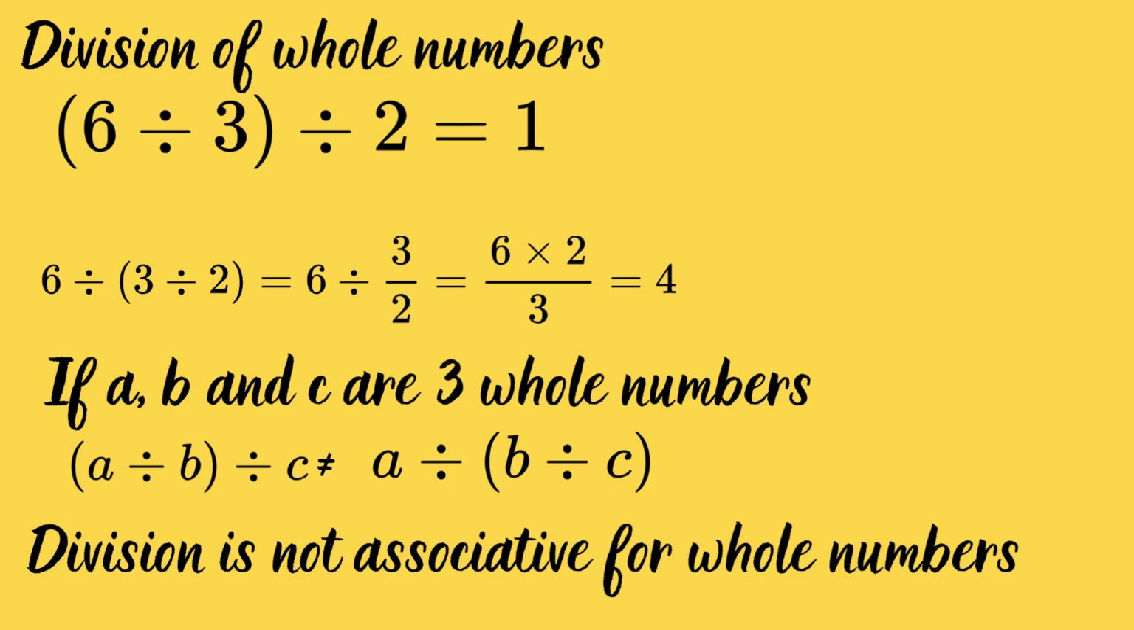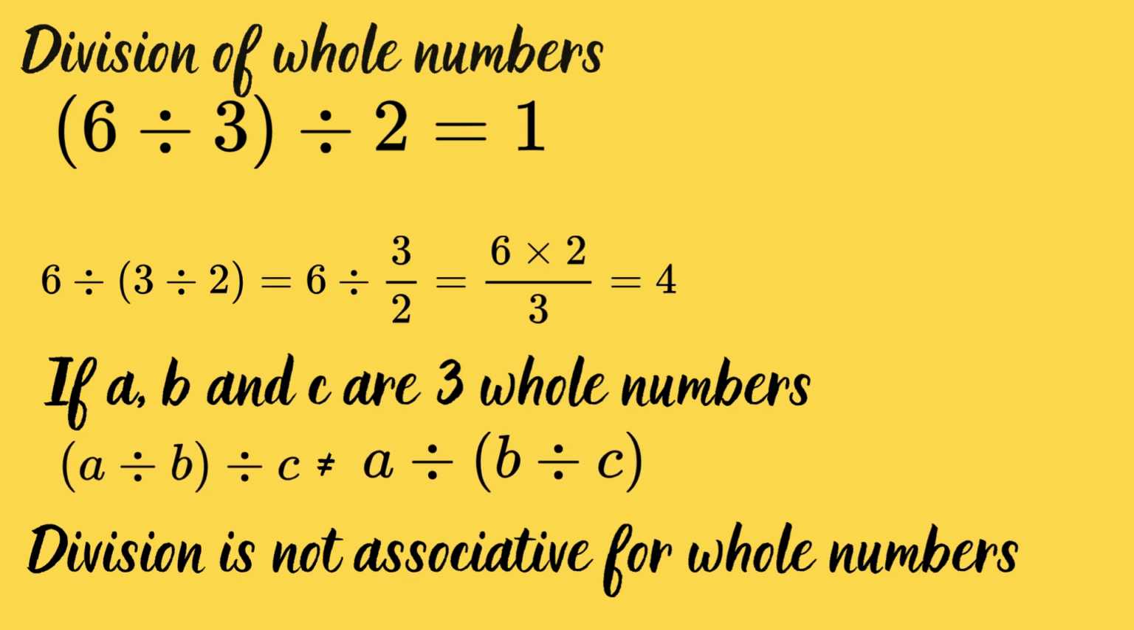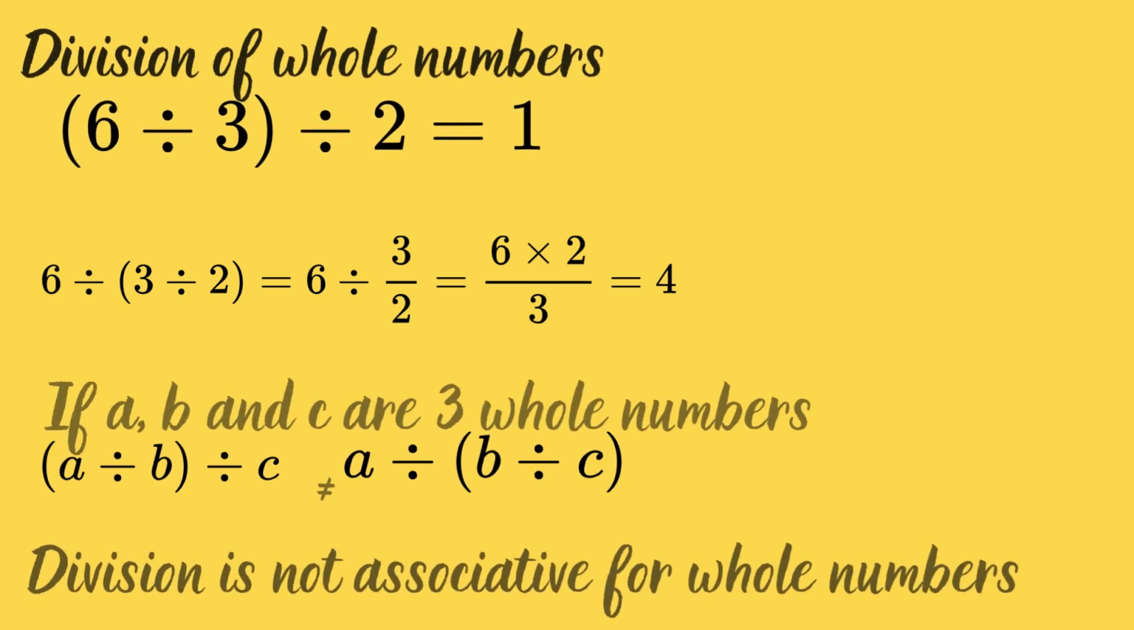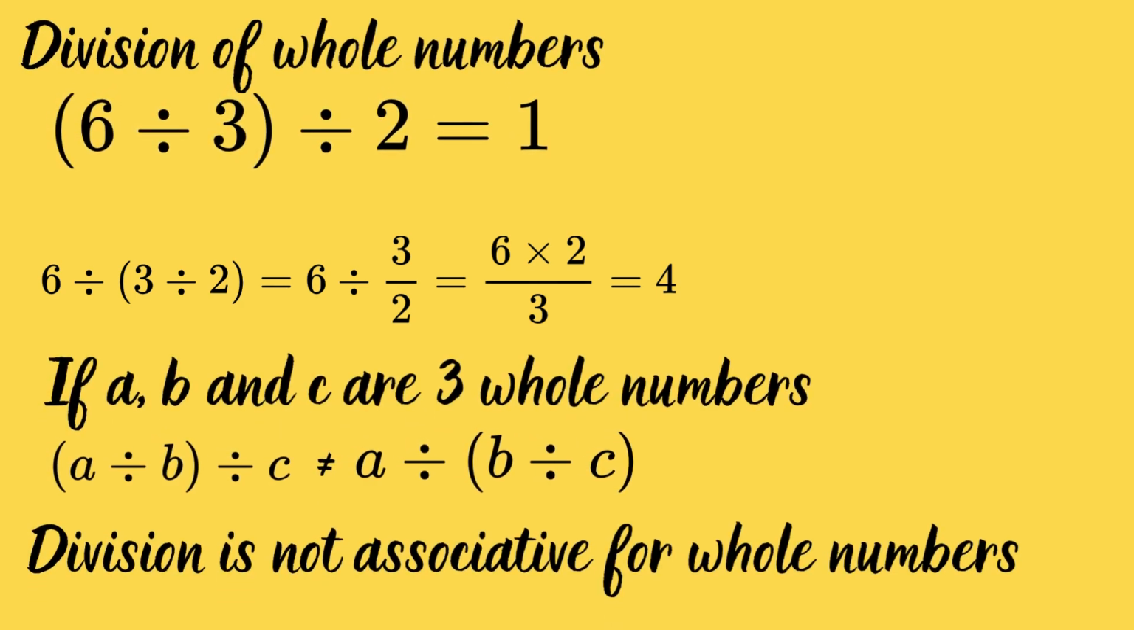Now suppose we change the order, that is we divide them in the order of 3 divided by 2 first, and whatever is the quotient, 6 will be divided by that. So we get the answer as 4. So thus we can see that if we change the order of division of whole numbers, the quotient changes.